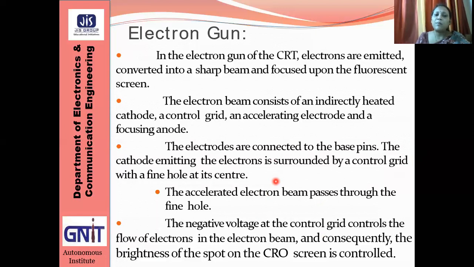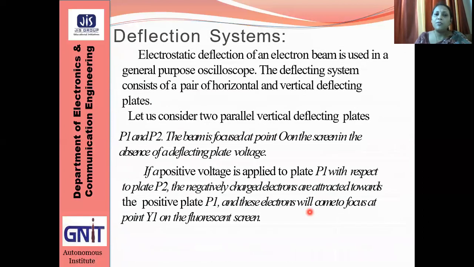The cathode emitting the electrons is surrounded by a control grid with a fine hole at its center. The hole is very, very narrow. The accelerated electron beam passes through the fine hole. The negative voltage at the control grid controls the flow of electrons in the electron beam, and consequently the brightness of the spot on the CRO screen is controlled.